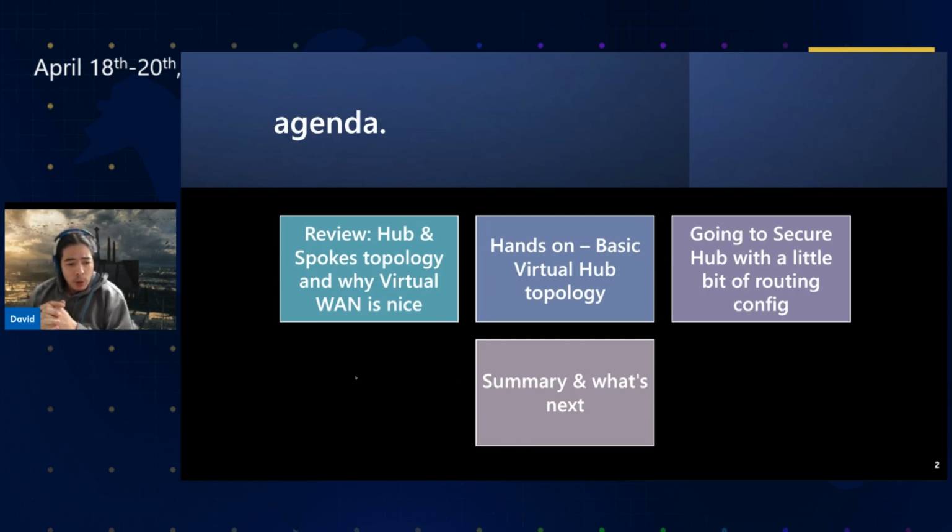Then we'll have a little bit of hands-on with a basic virtual hub topology. So we'll start small, just a virtual WAN hub, and then how it brings to the table a hub and spoke topology, way simplified. And then we'll do a little bit more tricky stuff, because we will want to add a secure hub, and have a look at more routing in it, depending on our scenario.